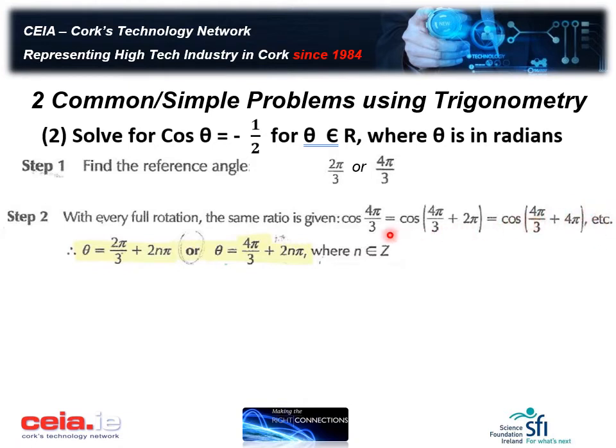So writing this in general form for both 2 pi over 3 and 4 pi over 3, the answer we get is theta equals 2 pi over 3 plus 2n pi, where n is an integer denoting a number of revolutions, or theta is equal to 4 pi over 3 plus 2n pi.